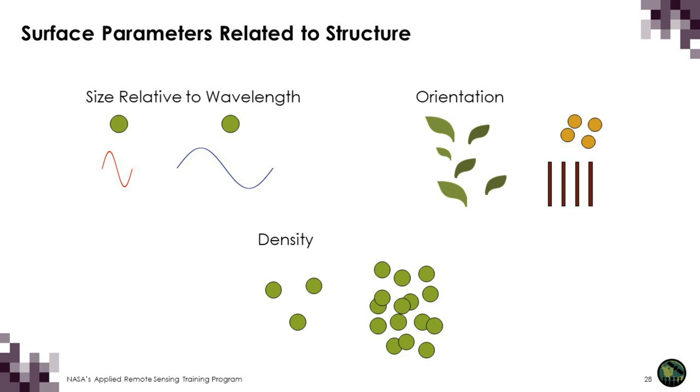The size of your structure will determine whether the surface is rough or smooth, and a smooth surface will appear darker and rough surfaces will appear brighter. So there's size and orientation, and that influences the interaction of the waves that are either horizontally or vertically polarized. And then there's density, the density of the scatterers, and that influences the strength of the signal, making for a stronger signal when the scatterers are closer together.